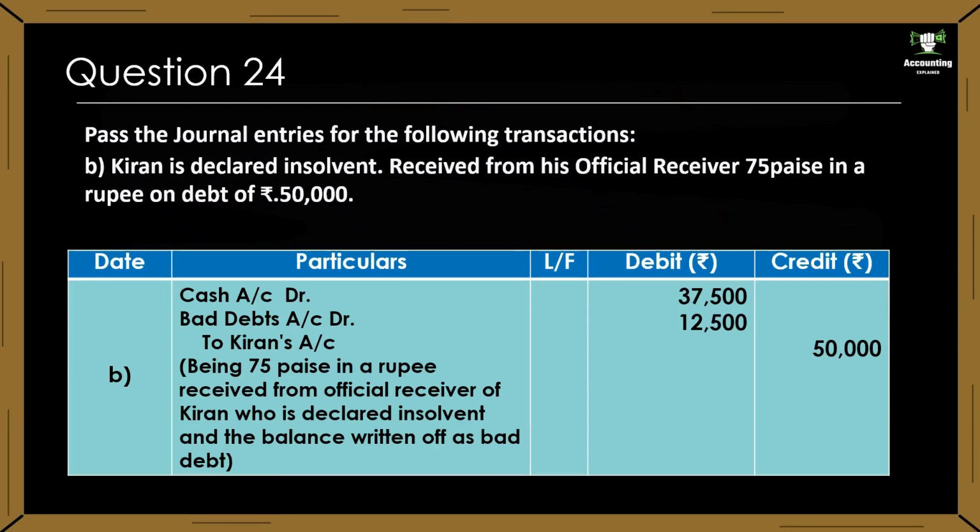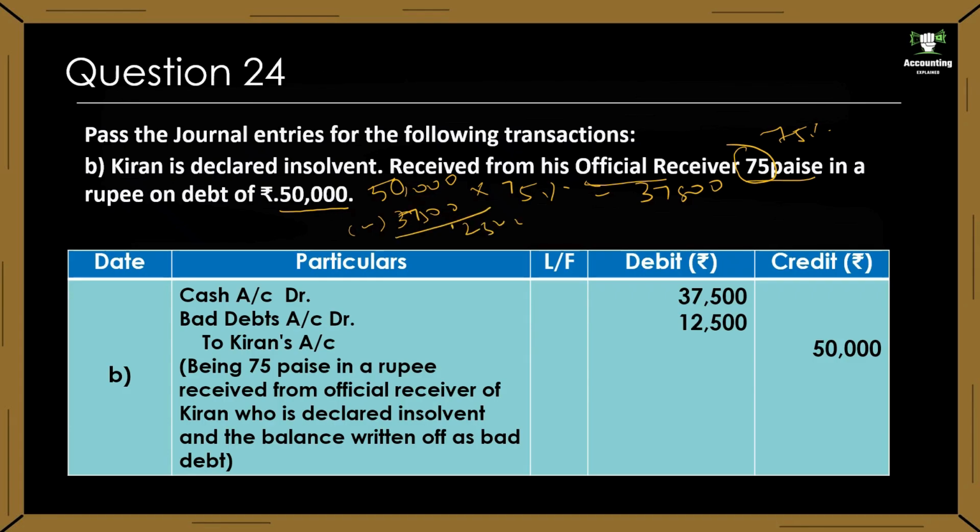Next, B transaction. Kiran is declared insolvent, received from his official receiver 75 paise in a rupee on debt of rupees 50,000. So Kiran is supposed to pay us 50,000, but we have received only 75% of that. 75 paise in a rupee means 75%. So 50,000 into 75% is 37,500. 50,000 less 37,500 is 12,500. This will be our bad debts.